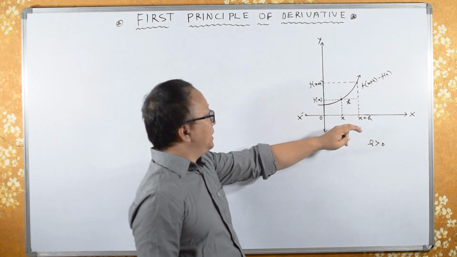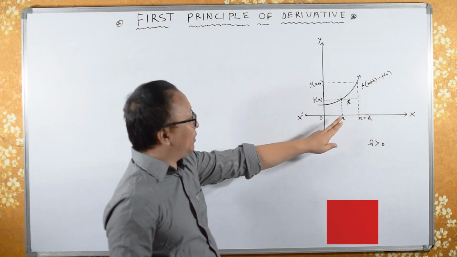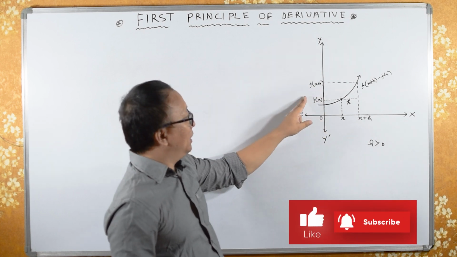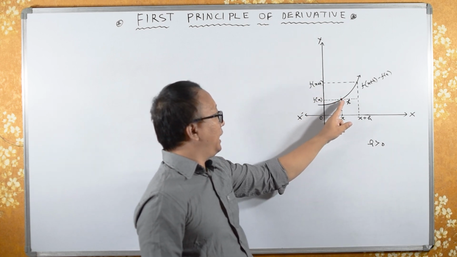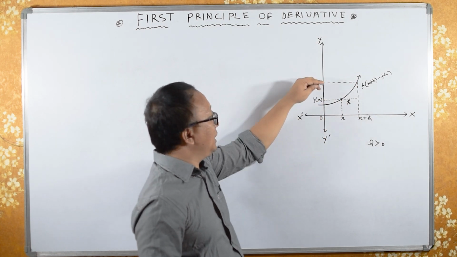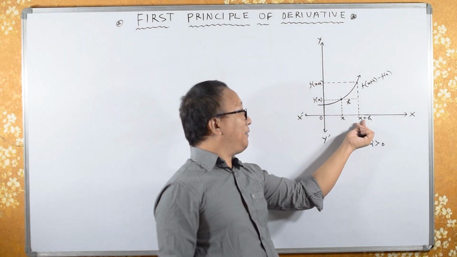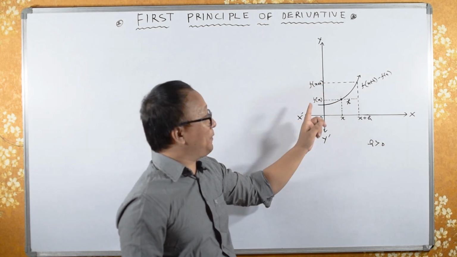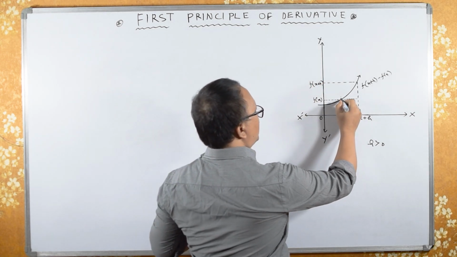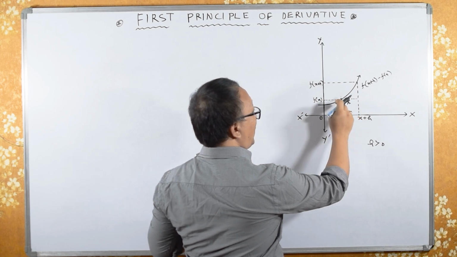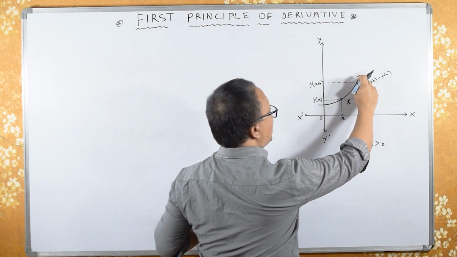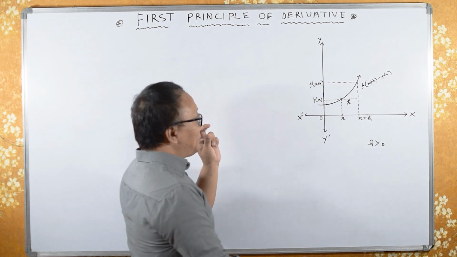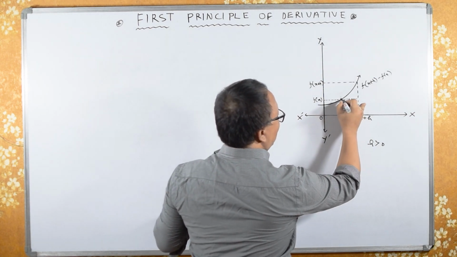Similarly, according to the x, we have f(x) over here on the y-axis. Now this is the point (x, f(x)). Similarly, if we have x plus h, accordingly we have f(x plus h). So here this point is (x, f(x)), and here this is (x plus h, f(x plus h)).